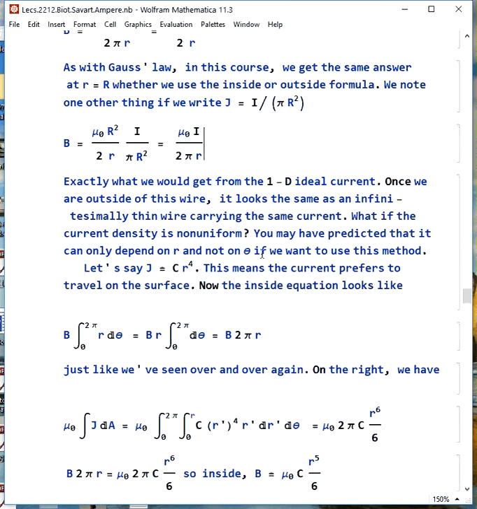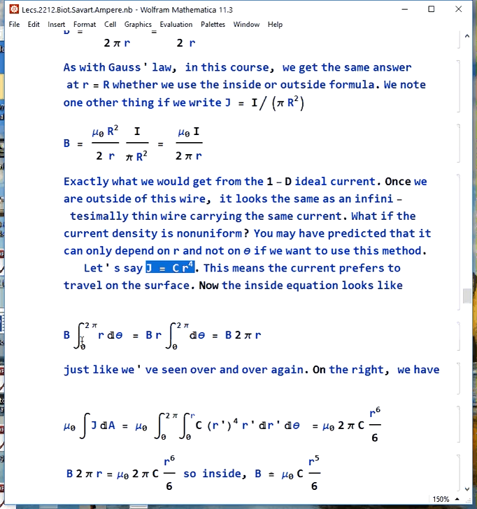What about if the current density is non-uniform? You may have predicted that the current density can only depend on r and not theta. Again, the reason is symmetry. So this is as crazy as it'll ever be for us, some polynomial dependence on r. If we say J is C r to the 4th, that means the current would rather be on the surface. It's more dense there than at the center.